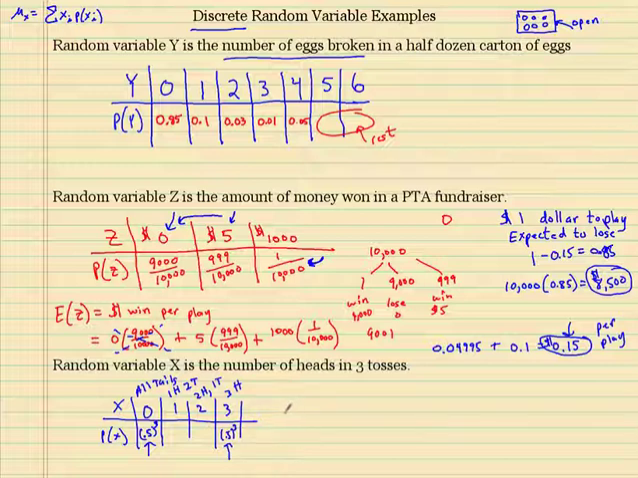That's a heads, and a heads. The probability of all heads would be 0.5 times 0.5 times 0.5 because they're independent events. You multiply them all, so it's 0.5 to the third. Same thing for the other one.